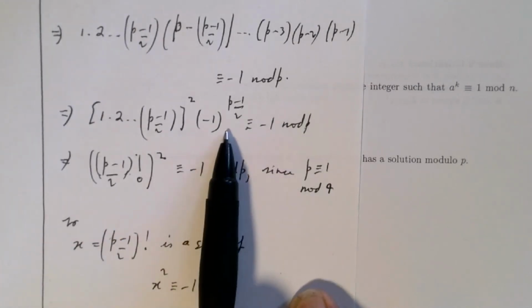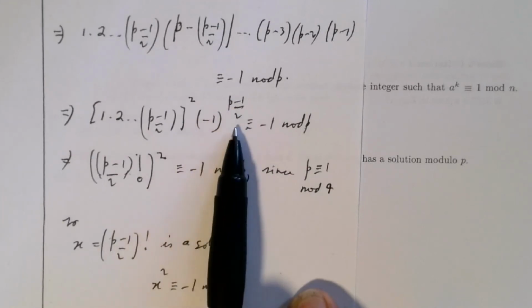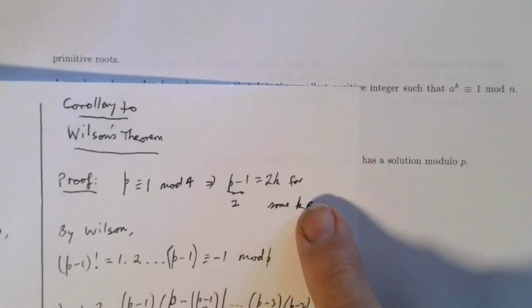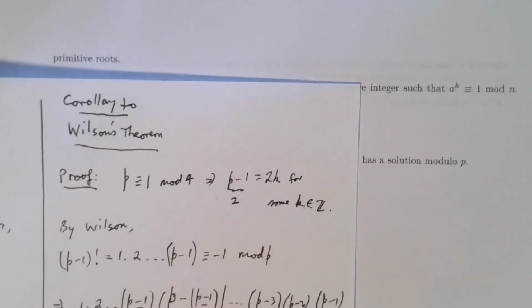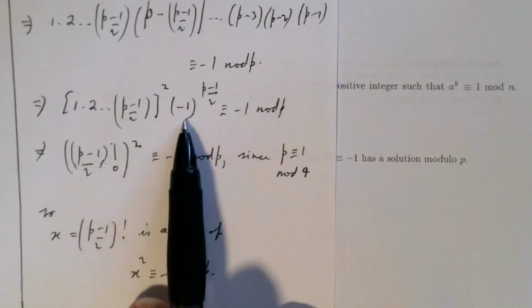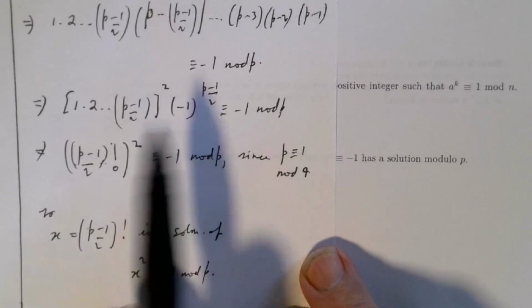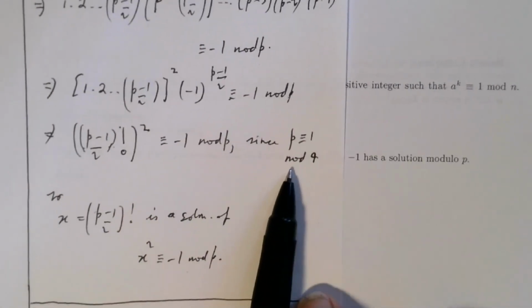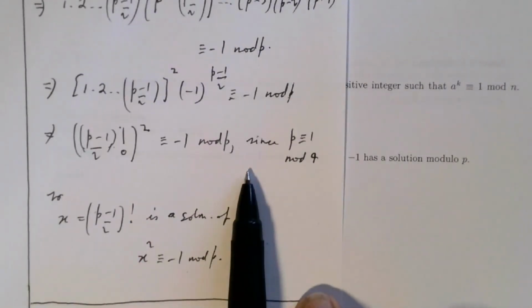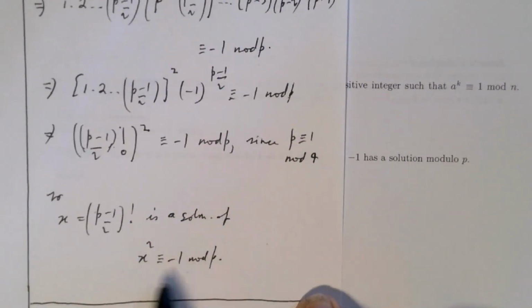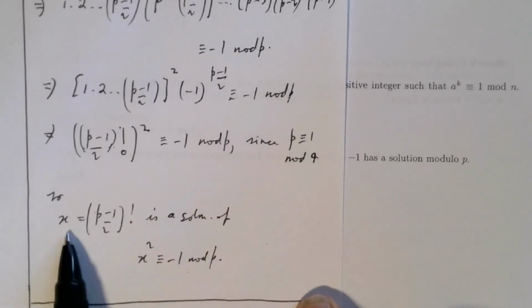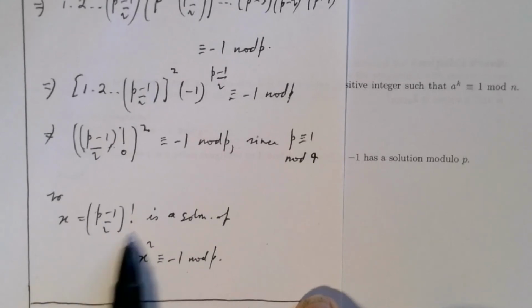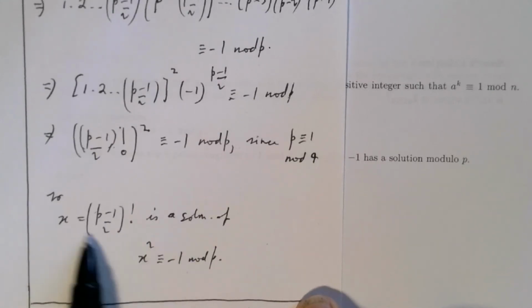Now, we said before that (p minus 1) over 2 was 2k. We saw back up here, if p is 1 mod 4, then (p minus 1) over 2 is even. So if you raise minus 1 to an even power, you just get 1. So that disappears, and that's because p is a 1 mod 4 prime. And behold, I have given you now the solution to x squared is congruent to minus 1 mod p. I have found explicitly a solution. The solution is x is ((p minus 1) over 2)!, because when you square this beast, you get minus 1 mod p.